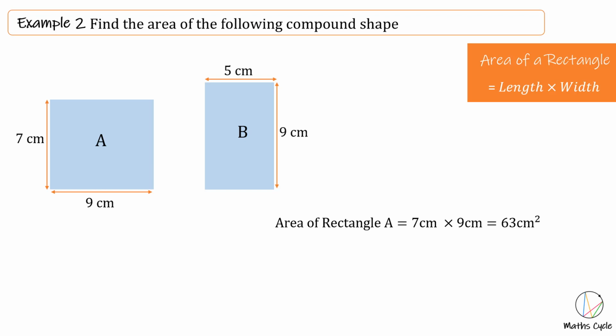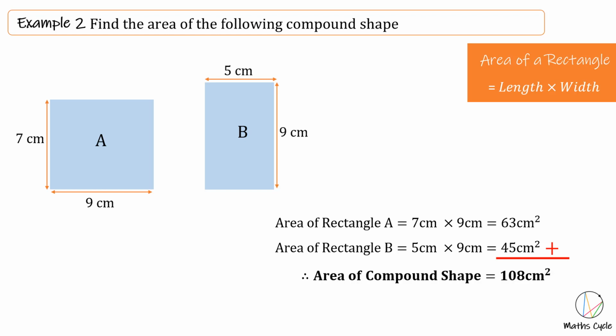And you can do that on your calculator with the numbers if you're a little unsure. Then area of rectangle B equals 5 centimeters multiplied by 9 centimeters. So 5 multiplied by 9 is 45, centimeters by centimeters are centimeters squared. So then the area of the full compound shape will be adding those two rectangles together, and that gives us 108 centimeters squared for the area of the whole compound shape.